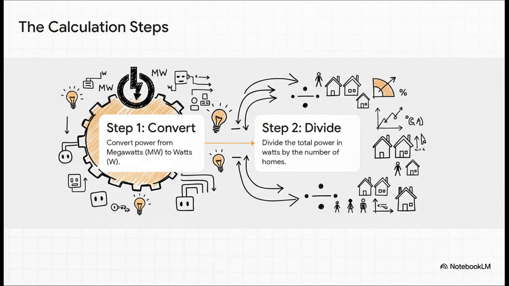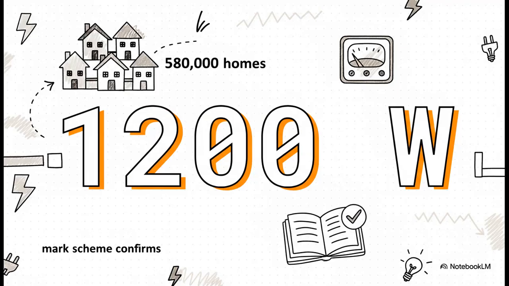It's a two-step job. First, we've got to deal with those units. The power was in megawatts, but we need watts. Mega means million, so we take our 696 and multiply it by a million. That gives us a huge number, 696 million watts. And now for the easy part, step 2. We take that massive number, 696 million watts, and we just divide it by the number of homes, 580,000. And what do you get? A really clean answer, which the mark scheme confirms is exactly 1,200 watts. 2 marks in the bag.